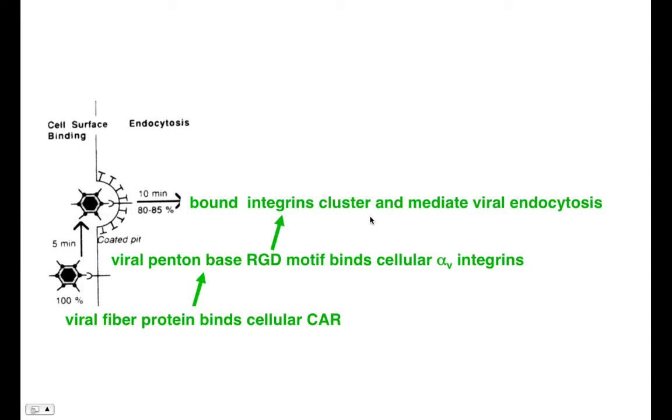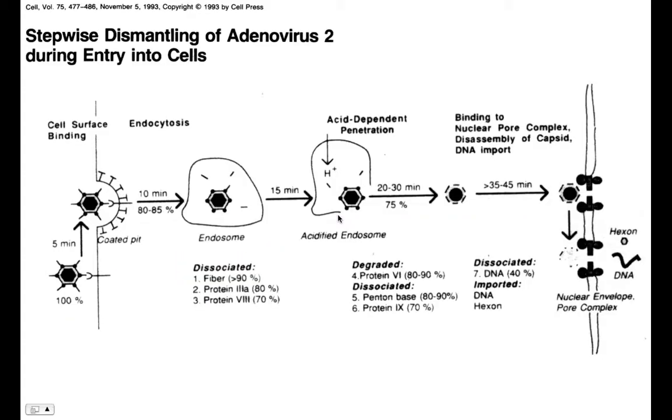This is from the bound integrins clustering, and they mediate the viral endocytosis. So that penton base is not shown here, but this is actually interacting with integrins on this surface. And that's this RGD motif, and that binds the alpha V integrins. Like I said, this binds CAR. So CAR binding, then the RGD motif on penton bases binds onto the alpha V integrins, and then those integrins will cluster and mediate endocytosis.